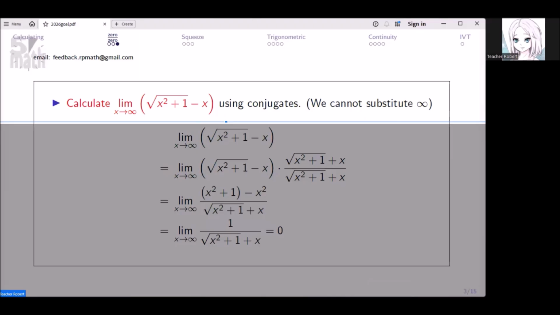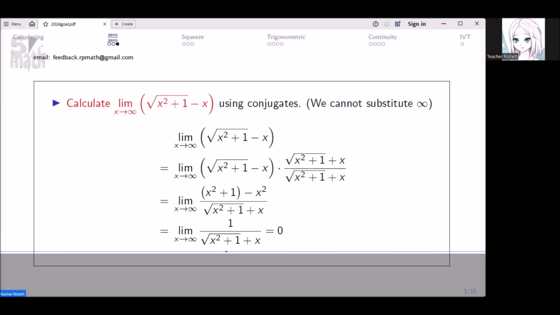Calculate the limit as x approaches infinity of square root of x squared plus 1 minus x using conjugates. We cannot substitute infinity. We have the following.